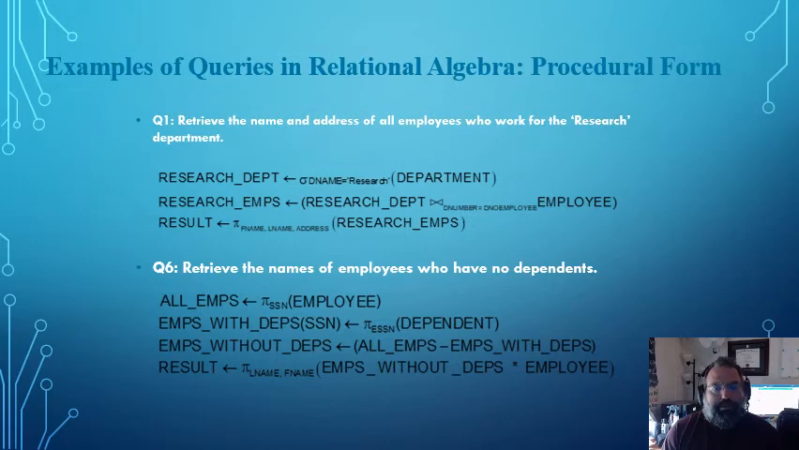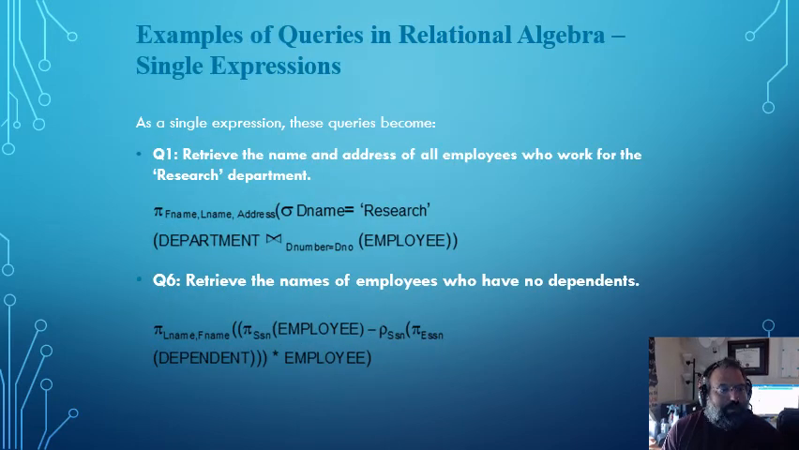Examples of queries in relational algebra, procedural form. Q1: retrieve the names and addresses of all employees who work for the Research department. Q6: retrieve the names of all employees who have no dependents. As single expressions, these queries become Q1: retrieve the names and addresses of all employees who work for the Research department, and Q6: retrieve the names of employees who have no dependents.